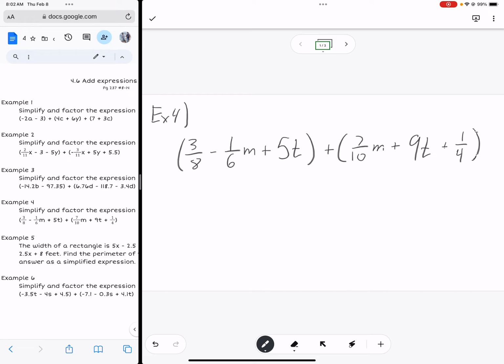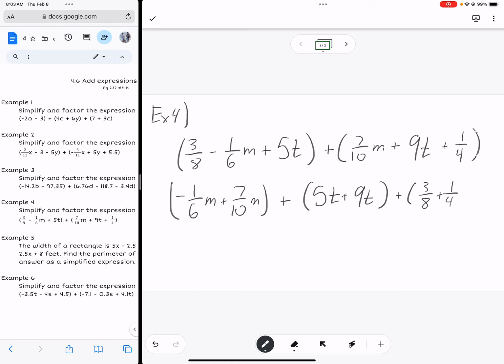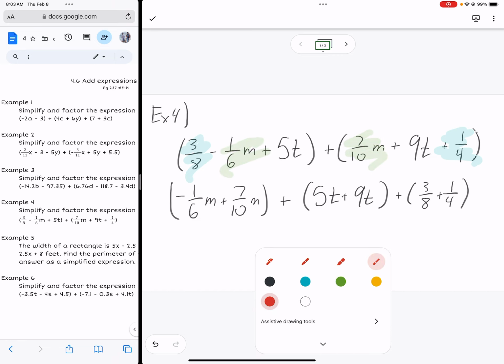Okay, so the first step is going to be negative 1 over 6 m plus 7 over 10, plus, in parentheses, 5t plus 9t, plus, in parentheses, 3 over 8 plus 1 over 4. There you go. So we rearranged our like terms. We have constants, we have the variable m, and we have the variable t. I love color coordinating things.